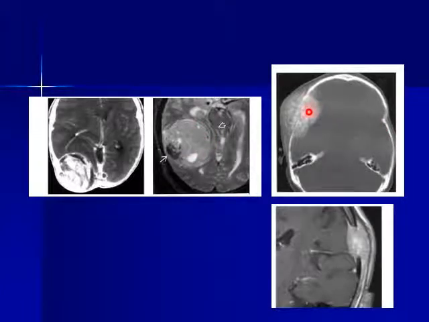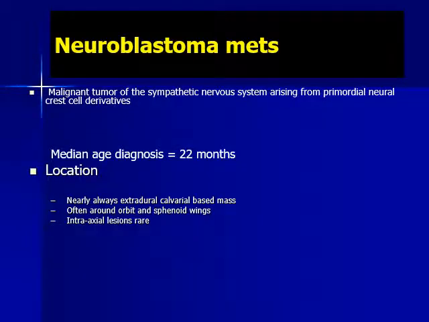Okay, look for this. It shows new bone formation. This is a case of osteosarcoma of the skull, and this is a case of angiosarcoma of the skull.